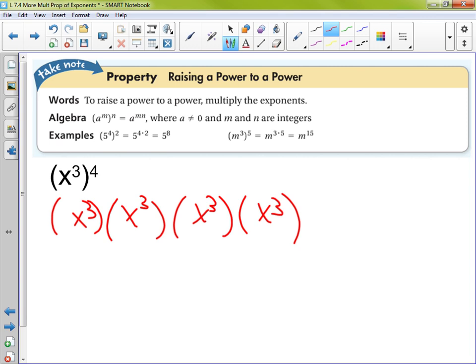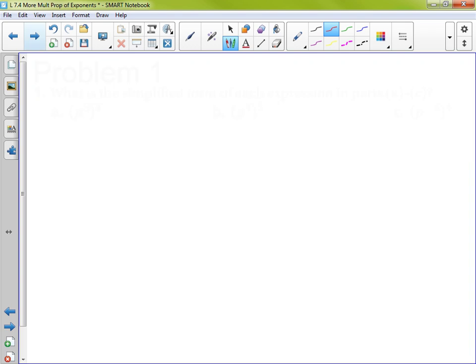What the book gives you is a rule or a shortcut, and that rule is whenever you raise a power to another power, you can multiply those two together to get 12, which is x to the 12th, which is the same thing that you get when you multiply x to the third by itself 4 times. So let's take a look at some problems that involve this shortcut.